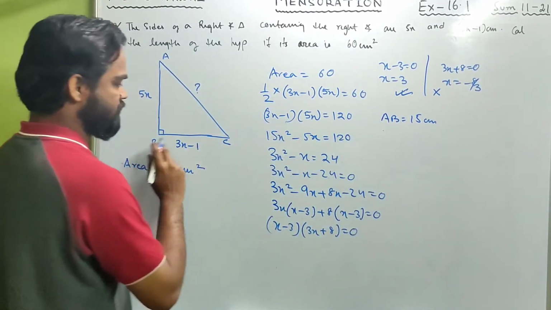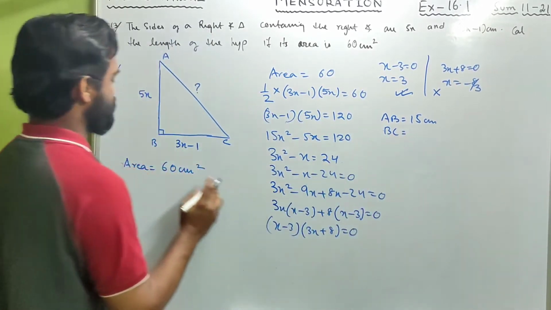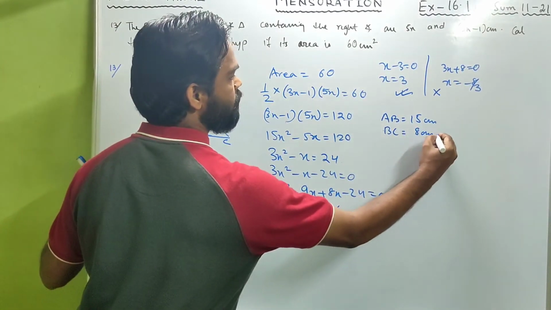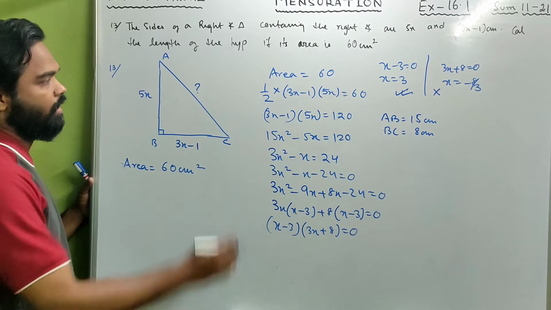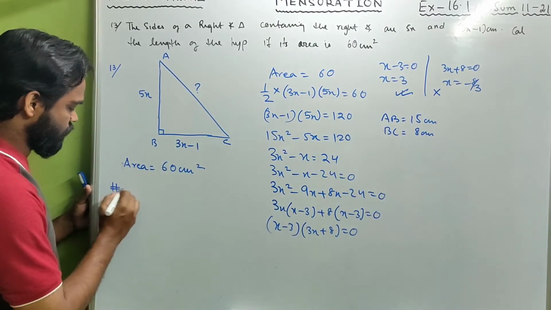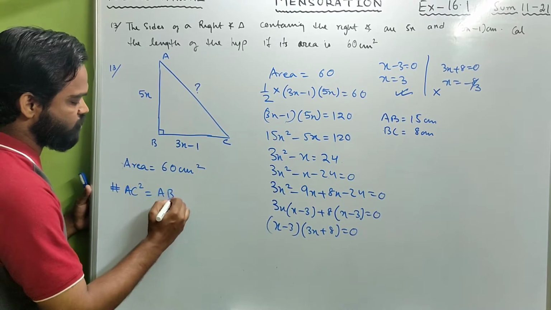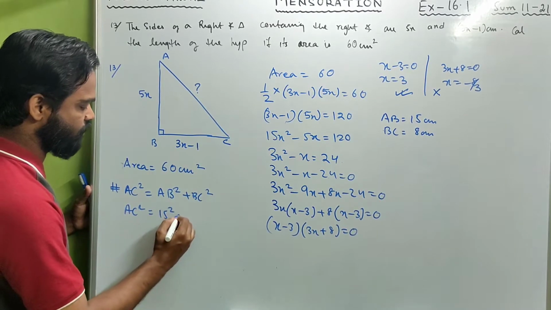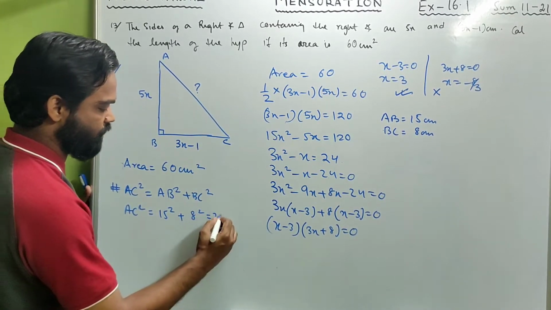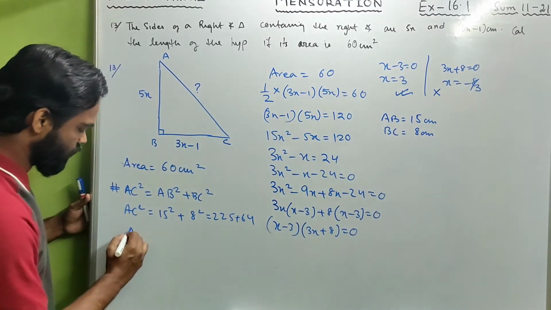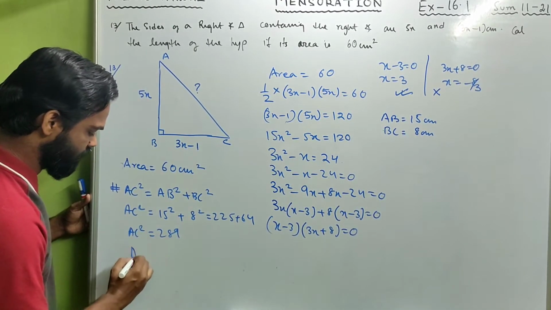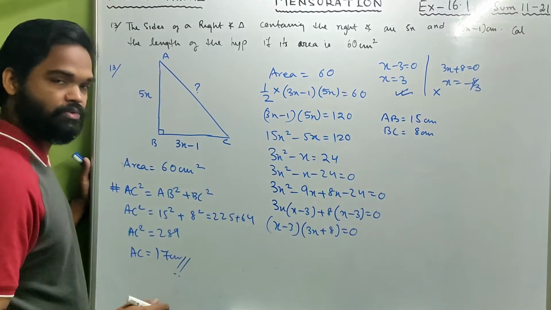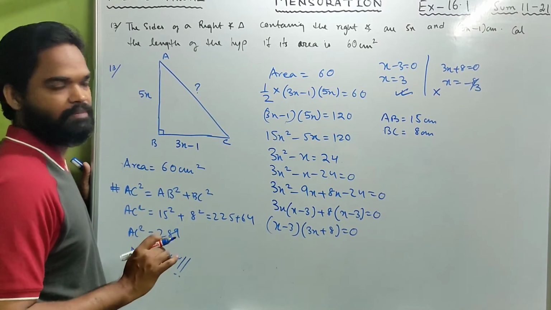centimeter, and BC will be 3 threes are 9 minus 1, 8 centimeter, isn't it? Now AC square, we know the Pythagoras theorem, AC square equals AB square plus BC square. So AC square equals 15 square plus 8 square, that's 225 plus 64. So AC square is 289. We know the root of 289 is 17. So your hypotenuse in this case will be 17 centimeter.